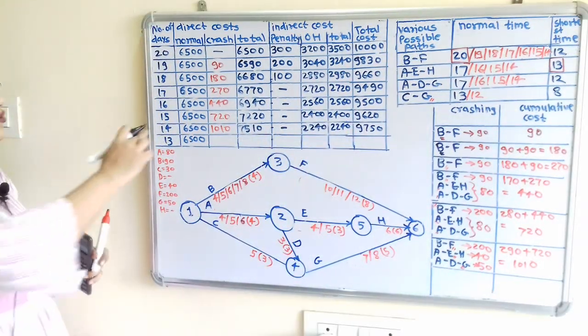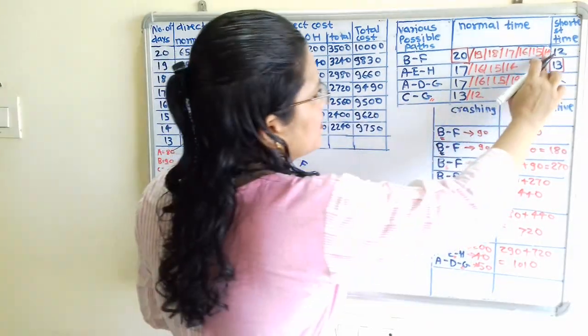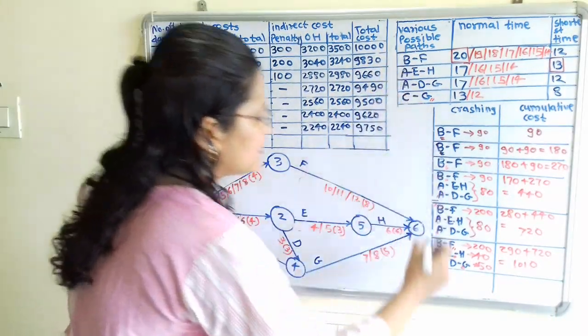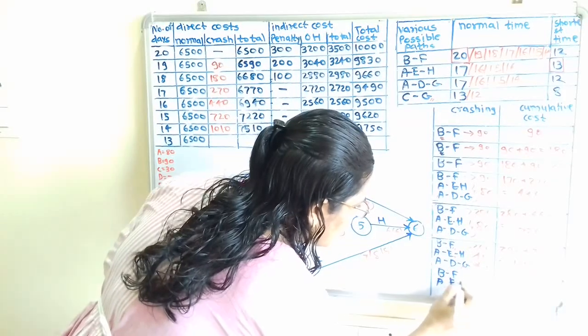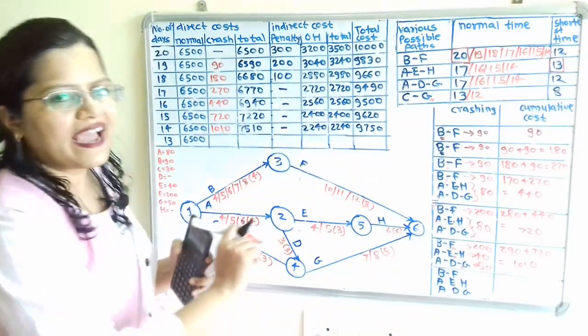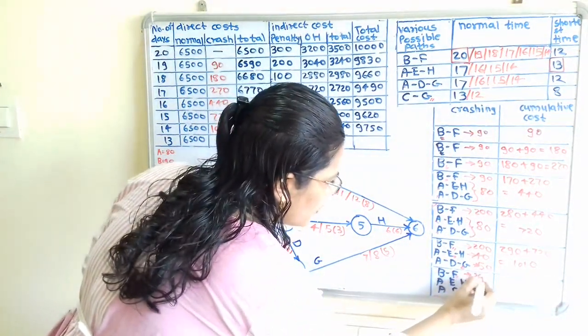Now again we can reduce the project time to 13 days. So here is 14, 14, 14. These three numbers are maximum. We will again select these three paths: B, F, A, E, H, A, D, G. Now we have to select F. So I will mark here F for the cost of 200.